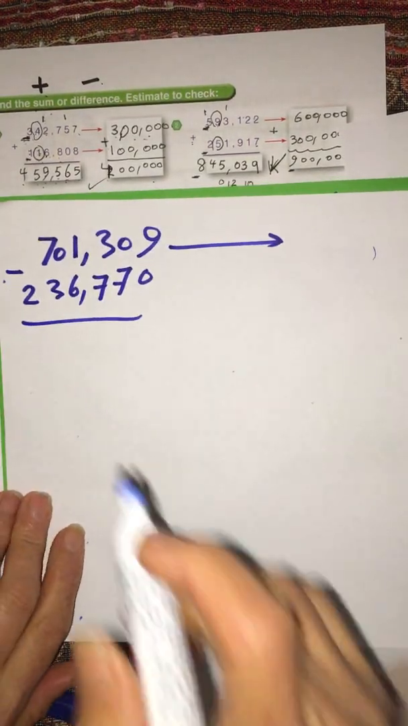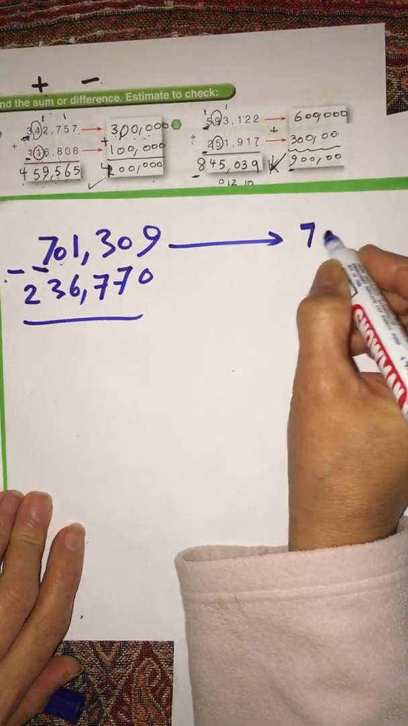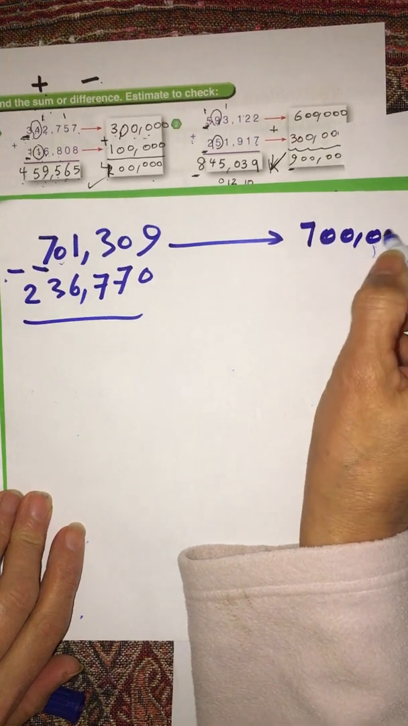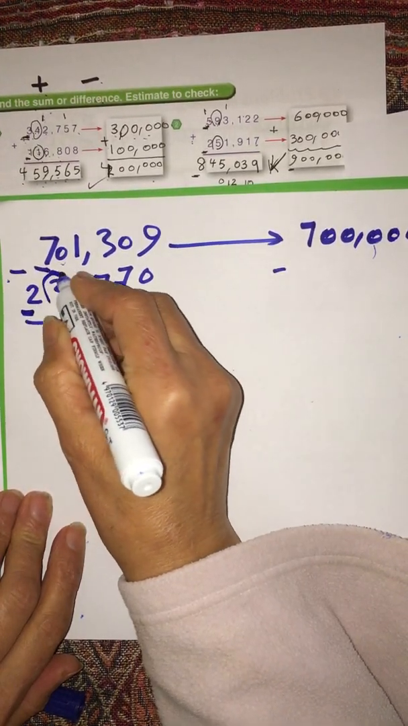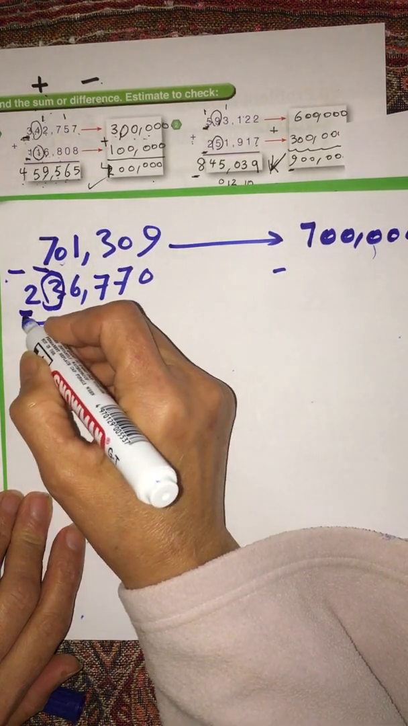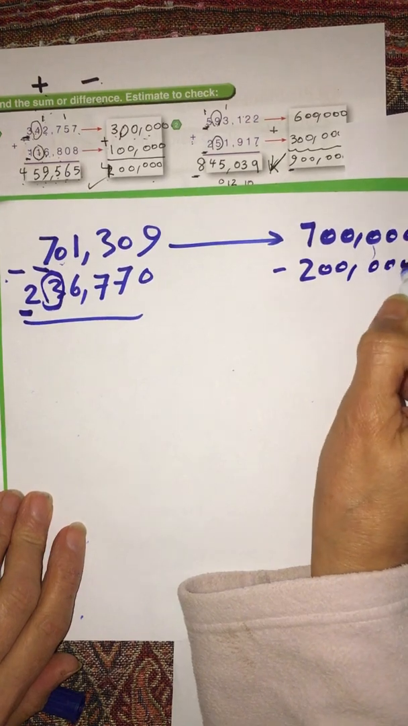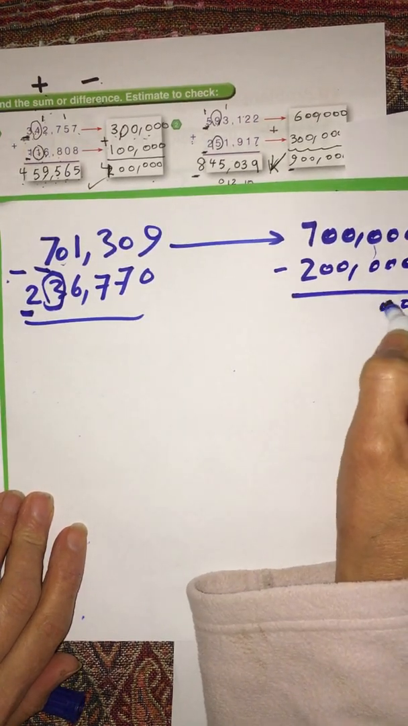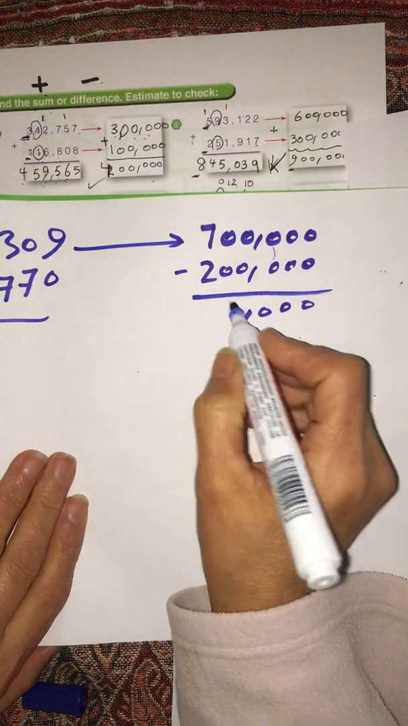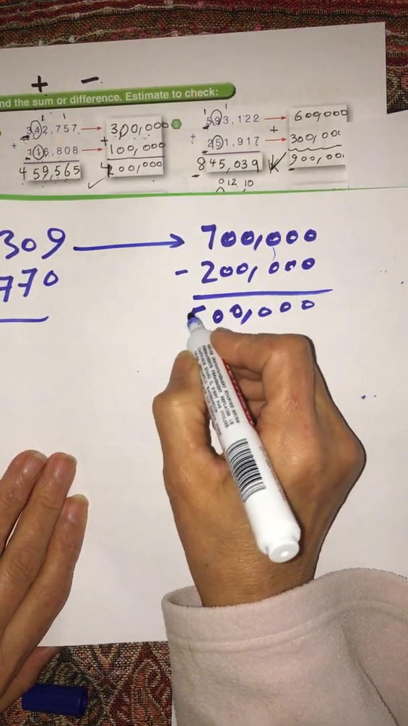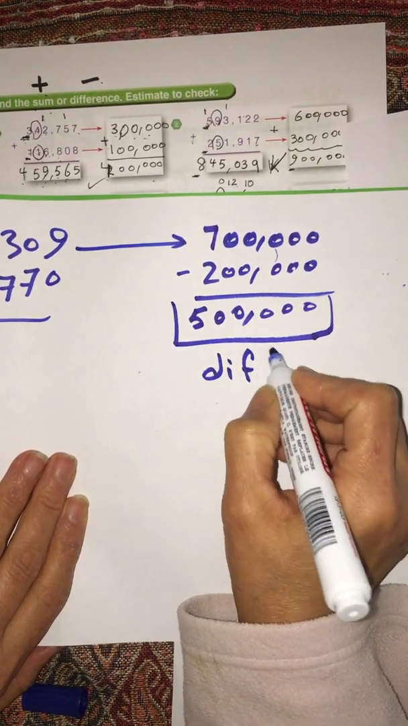Now underline the 7, circle the 0. The 7 will stay the same, so it will be 700,000 minus, underline this, circle the 3. The 3 will not give the 2, so it will stay 200,000. Subtract 3 zeros, comma, 2 zeros, 5. So it is 500,000. We call this difference.